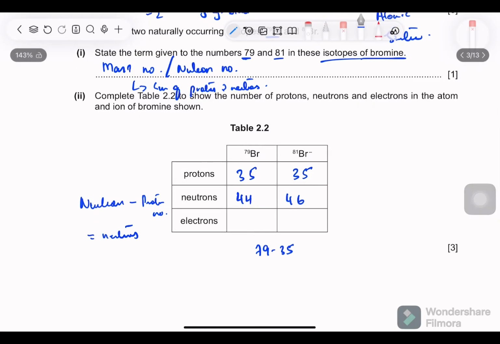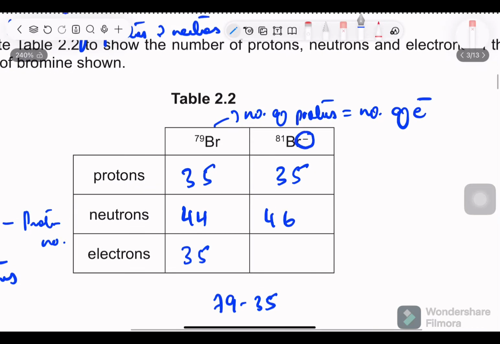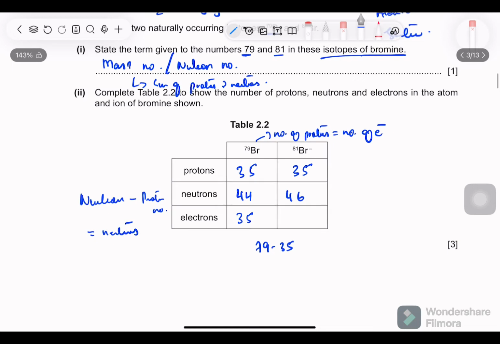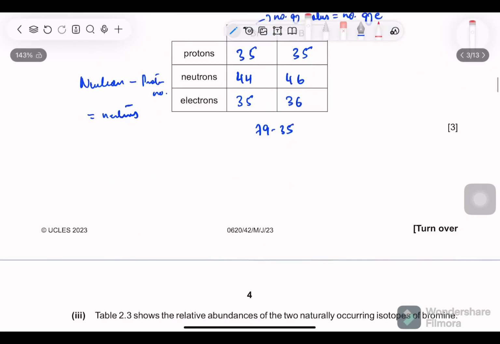Now here it is neutral, so the number of protons will be equal to the number of electrons. So 35 electrons. Here, however, as you can see, there is a negative charge, which means that it has one more electron than it should originally have. So it originally had 35 electrons. So one more than that will be 36. Why one more than that? Because it has a minus one charge. It has gained an electron. This is not a bromine atom. This is a bromide ion having a charge of minus one. And all group 7 halogens have minus one charge.